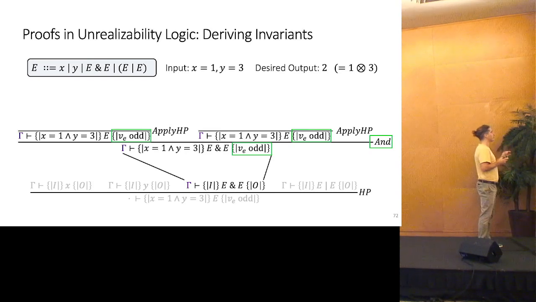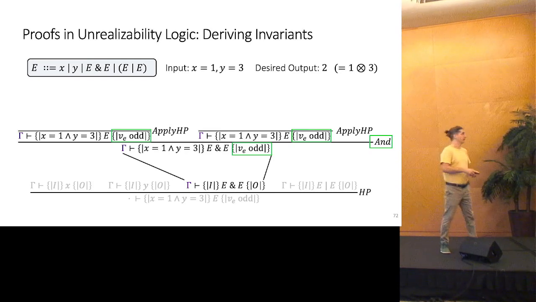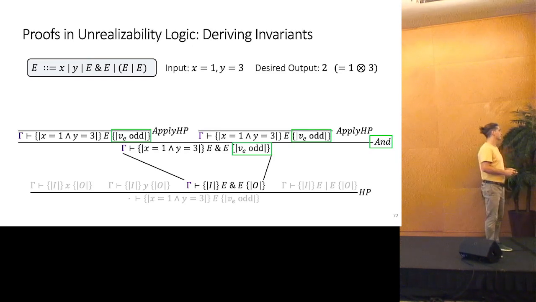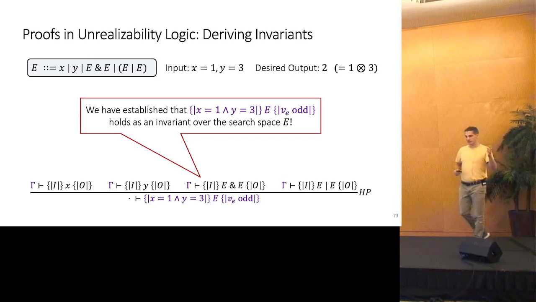So really the key point, if you want to remember anything, is that the logic contains these invariants where the center E is not one program, it is a set of programs. E is the set of all programs derivable from E. And the logic allows you to do proofs by induction over the syntactic structure of the grammar. If you can do this, in this case, you establish that this is indeed an invariant. And with everything you saw in the talk, this means that the problem is unrealizable.